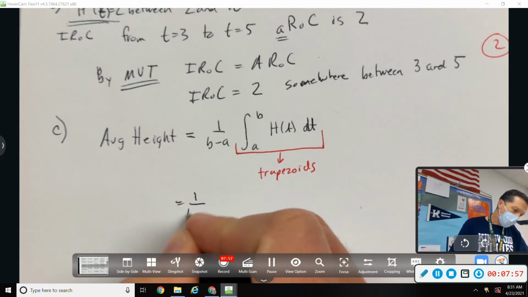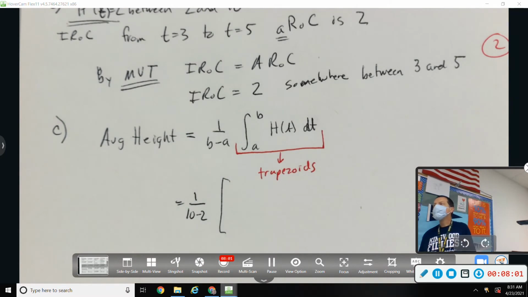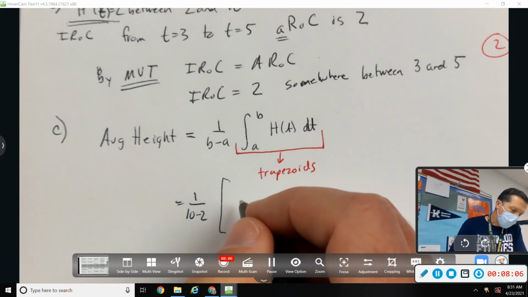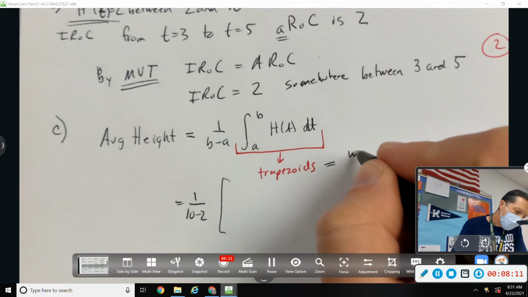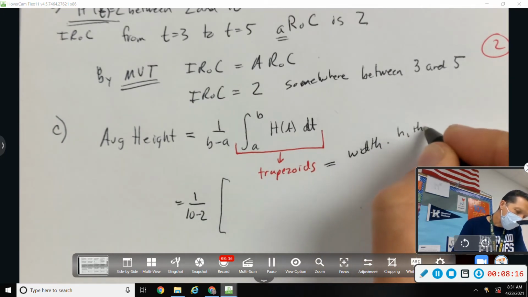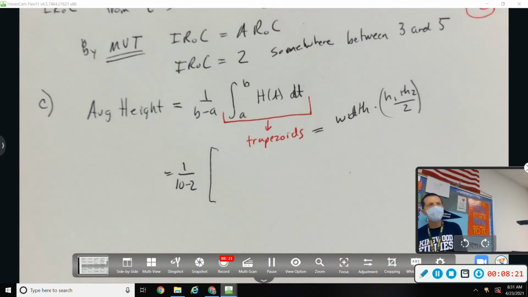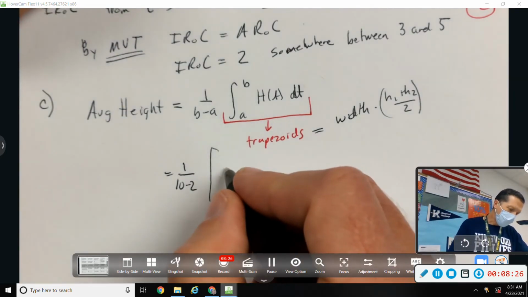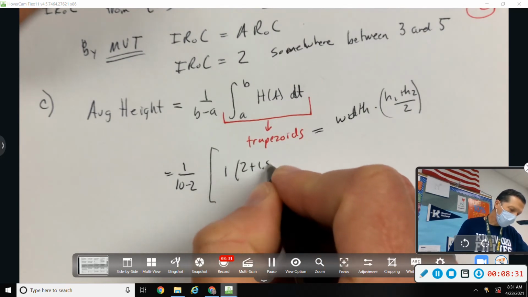So 1 over 10 minus 2, and then the trapezoid. Just add up the trapezoids. So a trapezoid is the width of the interval times the average height. I think there's other formulas, but that would just be the way to go. So the width of the interval is 1. The average height is 2 plus 1.5 over 2.